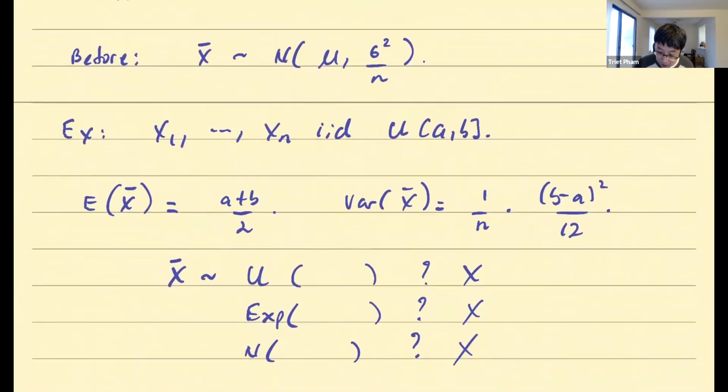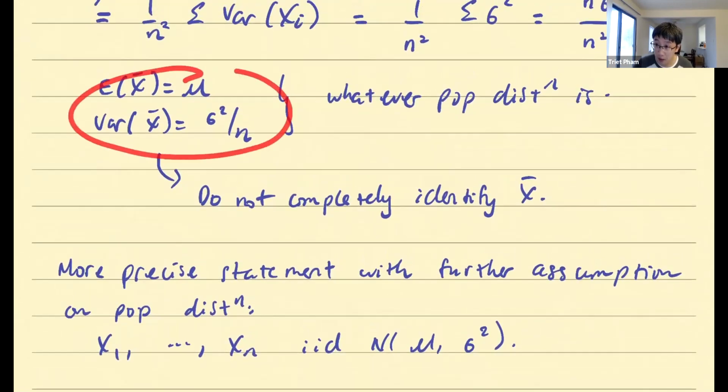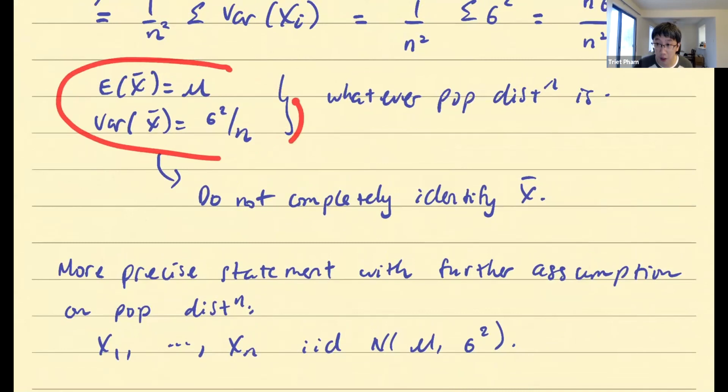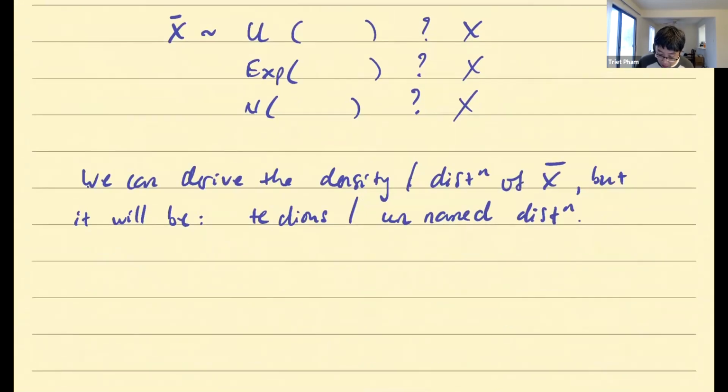So this is the exception rather than the norm. Most of the time, we can only say this. That's what I'm trying to say. Most of the time, we can only say the expectation and variance. Beyond that, not much. Let's do another one.